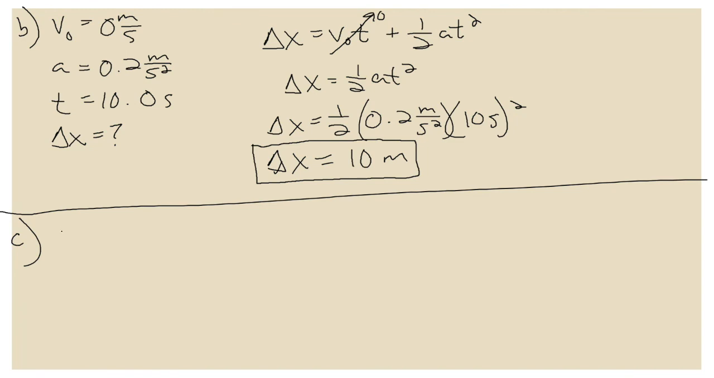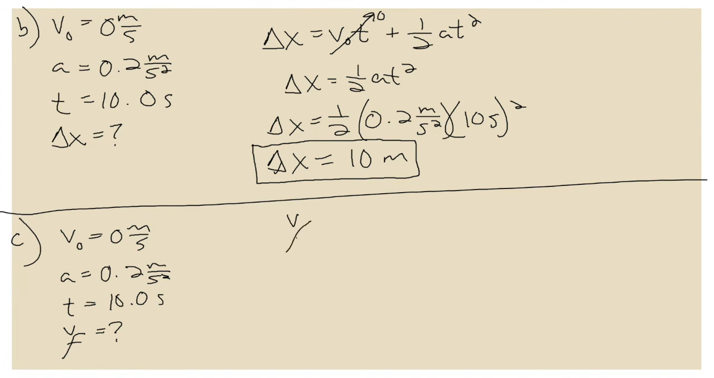Whereas if you used every other piece of information besides what you found in this part, then you would be fine. So they tell me here that the initial velocity is 0, of course. The acceleration is 0.2 meters per second squared. And the time is 10 seconds. And I'm looking for final velocity. And so the final velocity here is equal to the initial velocity plus AT, right?